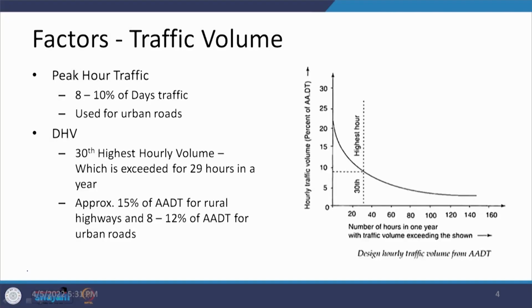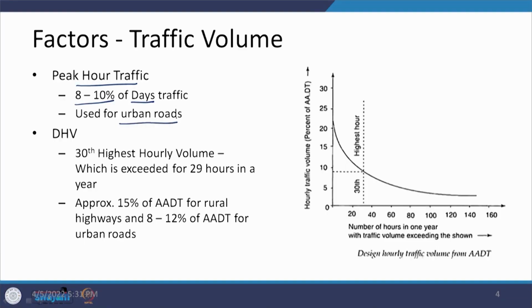Let us start with the rest of the factors under traffic volume. We have already talked about AADT and ADT. The next thing is the peak hour traffic. This peak hour traffic is usually considered as 8 to 10% of the traffic in a day. And for this day's traffic, we already have ADT in hand, which is on the basis of 3 days or 7 days continuous count. This peak hour traffic is used for the design of any facility, mostly in the urban areas. Then another factor is design hourly volume, DHV.